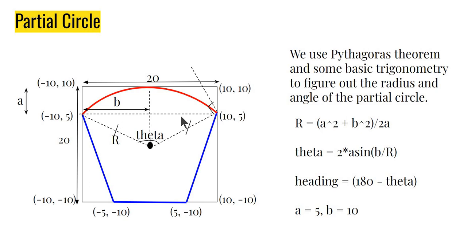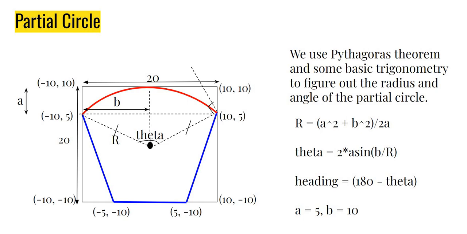circles. Now, the mathematics behind this is a little bit involved. I'll be happy to discuss. Basically, I just figure out what should be the heading of my turtle here so that it makes a curve and reaches exactly here. So the radius and the heading is what we need to figure out. Using Pythagoras theorem and basic trigonometry, one gets the answer. And this is what it is.